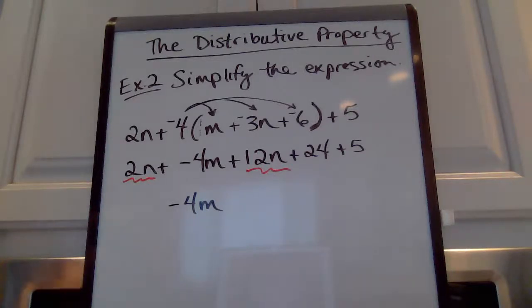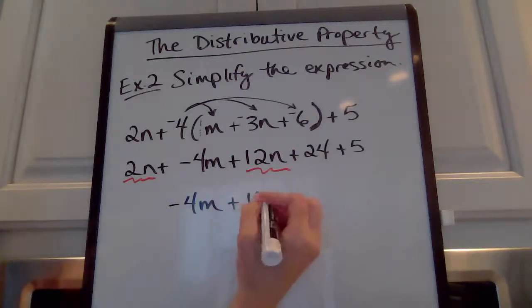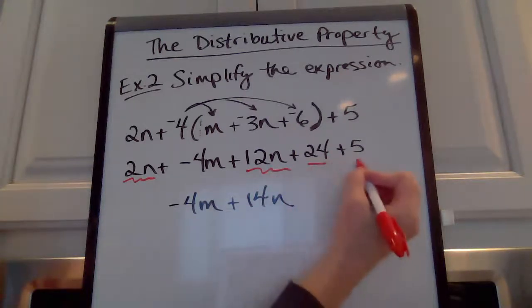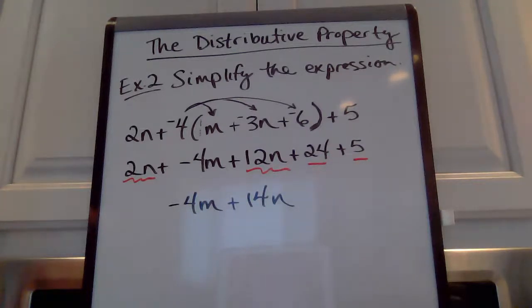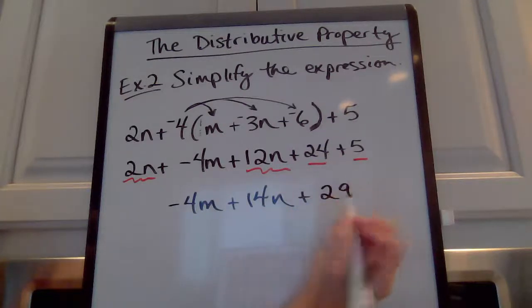Remember, the n is like a label. I have 2 of them and 12 of them. Altogether, I have 14 of them. The label doesn't change. And then we have 2 constants. We have 24 and 5. 24 plus 5 gives us 29. So we have different terms that cannot be combined. That's as simplified as it gets.